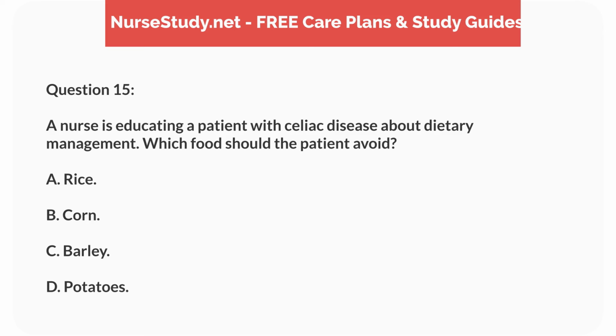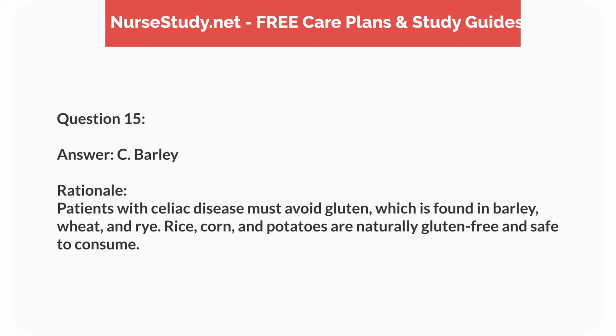Question 15. A nurse is educating a patient with celiac disease about dietary management. Which food should the patient avoid? A. Rice. B. Corn. C. Barley. D. Potatoes. Answer. C. Barley. Rationale. Patients with celiac disease must avoid gluten, which is found in barley, wheat, and rye. Rice, corn, and potatoes are naturally gluten-free and safe to consume.